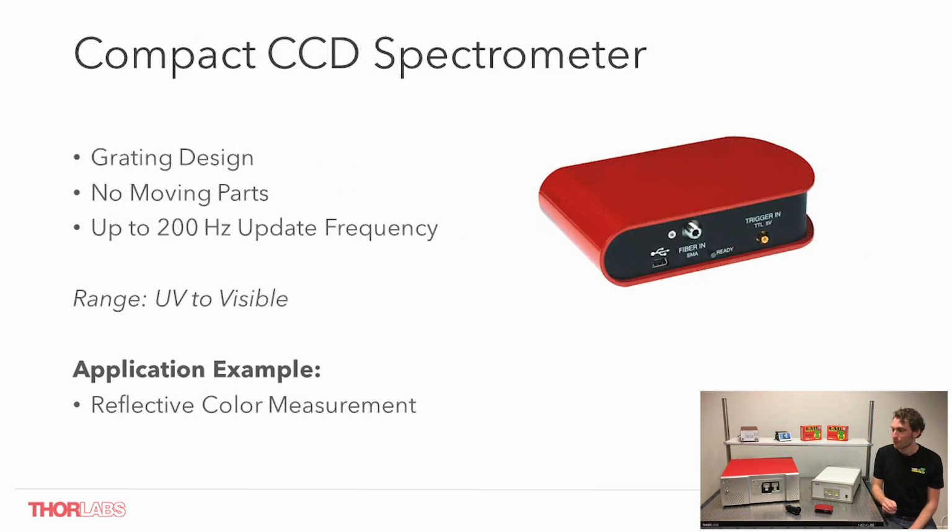Next up, we have the compact CCD spectrometer. It's a small, rugged design with a grating inside which splits up the input light over a CCD sensor. You can make over 200 measurements per second. For instance, if you want to do reflective color measurements, you can use a cosine corrector on the fiber end to do that.